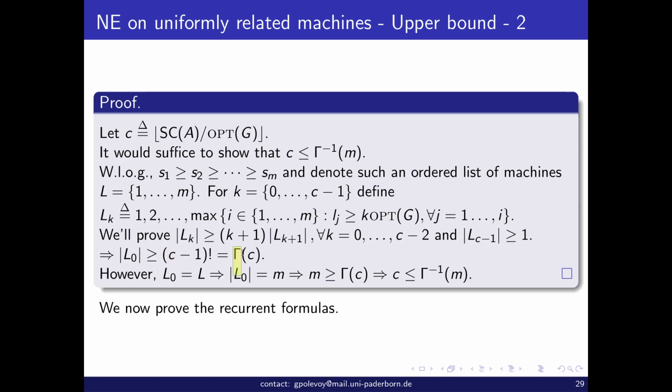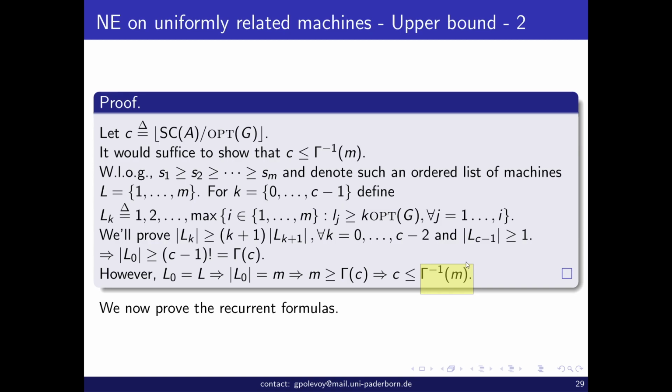which by the property of the gamma function is, as we said, exactly equal to gamma of c. And since L0 is equal to L, because all the machines satisfy that their load is at least 0, the size of L0 has to be m, because it's simply all the machines. We have proven that m is at least gamma of c, therefore c is at most the inverse of gamma of m. And that's exactly what we need to show. c is what we need to bound, and the inverse of gamma is of the right order.